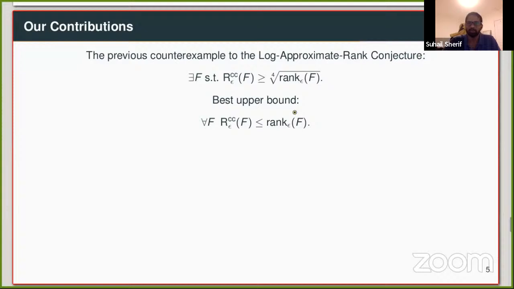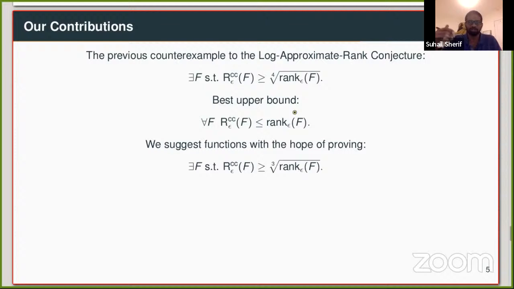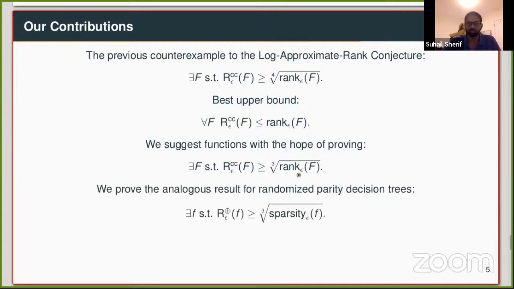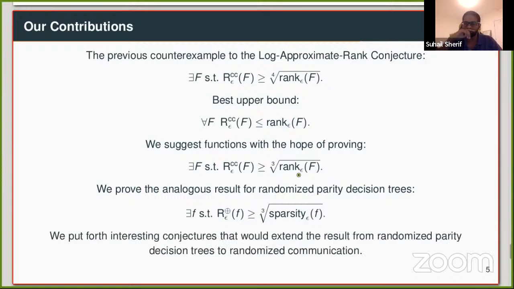And you can ask, where is the tightness? In this work, we suggest functions that we hope will prove that the lower bound can be improved to at least the cube root of the approximate rank of f. And to back up this suggestion, we actually proved the result for randomized parity decision trees, that such a result is true in the setting of randomized parity decision trees. And we also provide conjectures that would extend the result from randomized parity decision trees to randomized communication complexity.